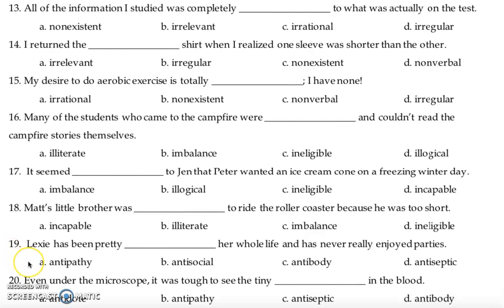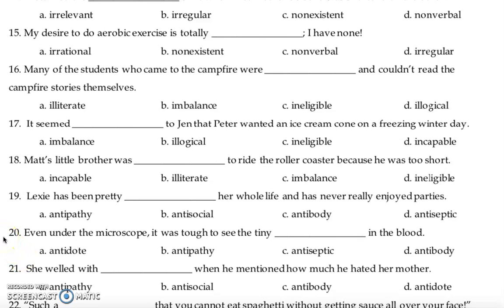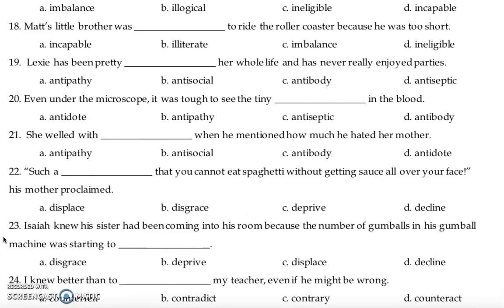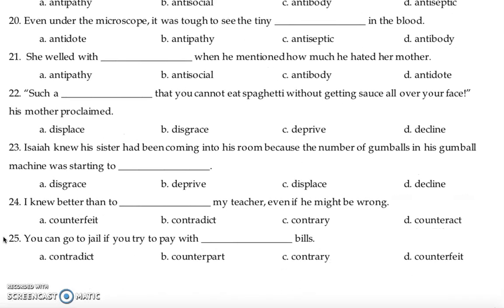19, Lexi has been pretty blank her whole life and has never really enjoyed parties. Antipathy, antisocial, antibody, antiseptic. 20, even under the microscope, it was tough to see the tiny blank in the blood. Antidote, antipathy, antiseptic, antibody. 21, she welled with blank when he mentioned how much he hated her mother. Antipathy, antisocial, antibody, antidote.